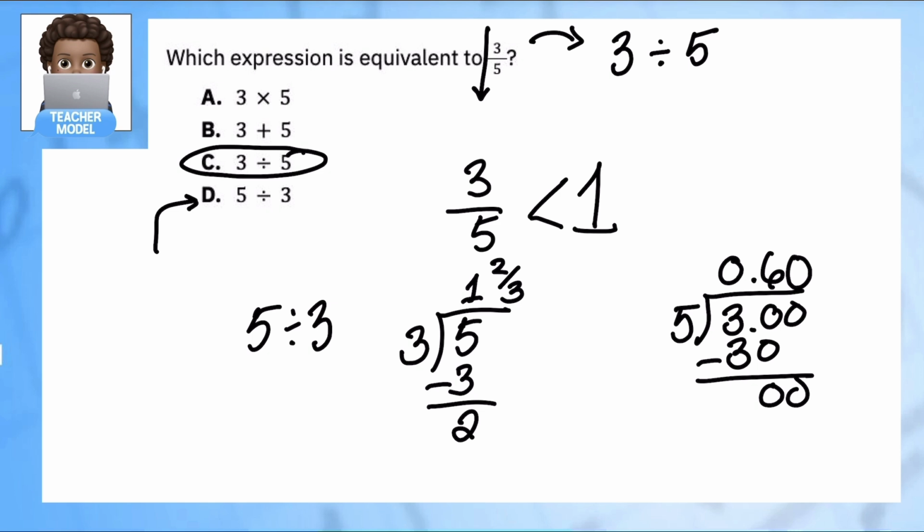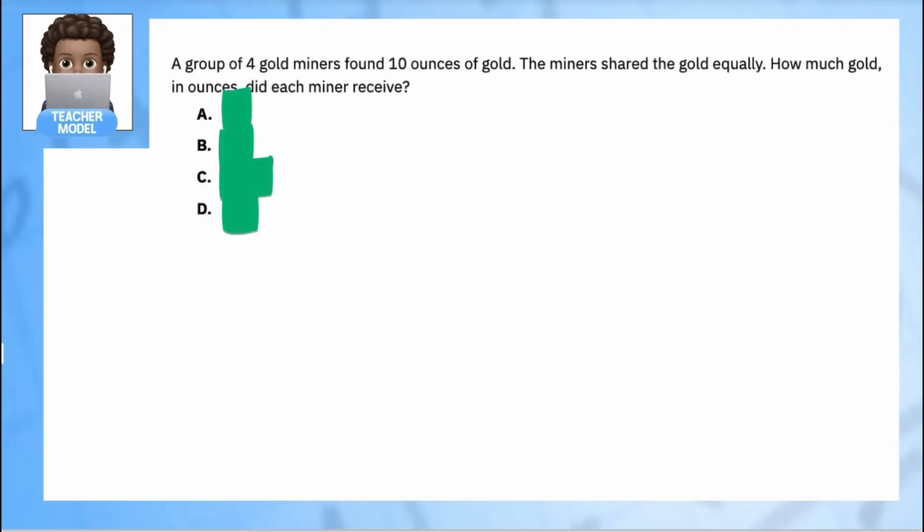All right, so let's hit pause and jot this one down into our notes. Let's look at our second model problem. A group of 4 miners found 10 ounces of gold. The miners shared the gold equally. How much gold in ounces did each miner receive? So how much gold did each miner receive?